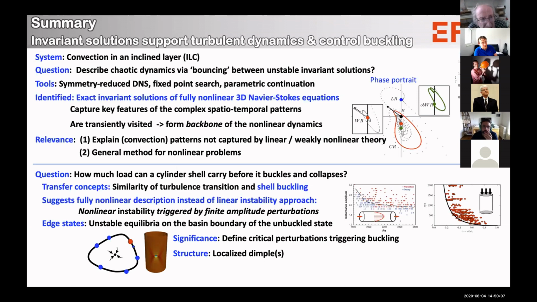And why are we so excited about this? Well, we think we can finally get a predictive theory for buckling thresholds of thin shell structures without a priori knowledge of the imperfections. That's what I wanted to say. Thanks a lot.